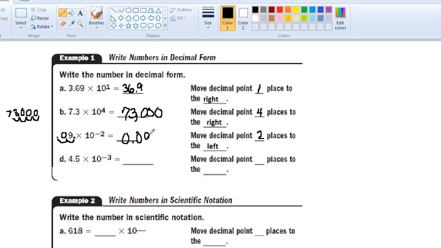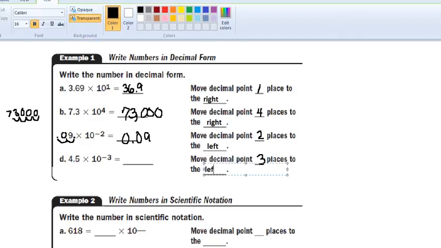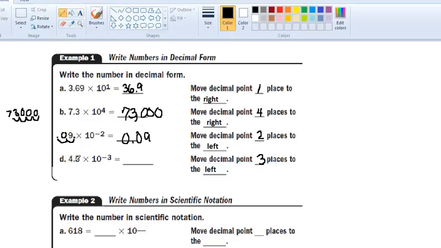And then this one right here, letter D, we're going to be taking that and moving it 3 places to the left. And when you get done with this one, and I would really recommend drawing on this as you do it, we're going to be going 1, 2, 3, and there's a 0 there and a 0 there, so it's 0.0045.